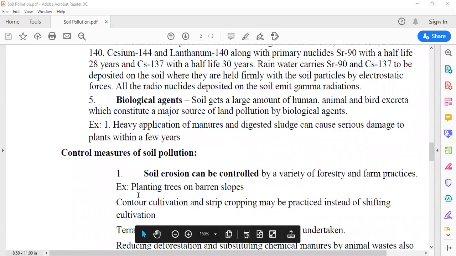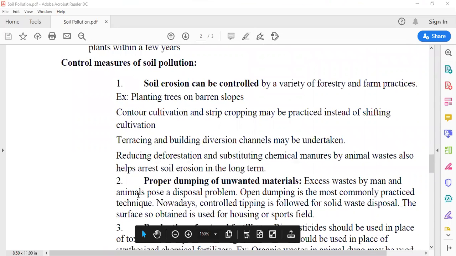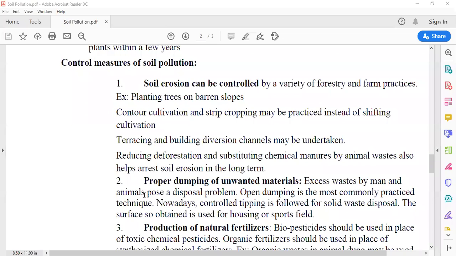Then control measures of soil pollution. How to control soil pollution? Soil erosion or soil degradation can be controlled by a variety of forestry and farm practices, such as planting of trees on barren slopes, contour cultivation, and strip cropping may be practiced instead of shifting cultivation. Terracing and building of diversion channels may be undertaken.